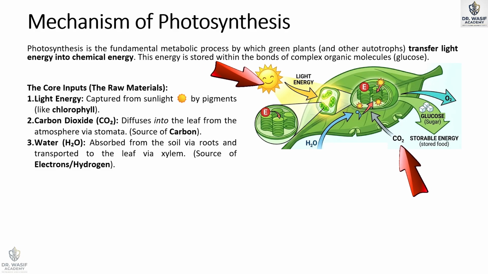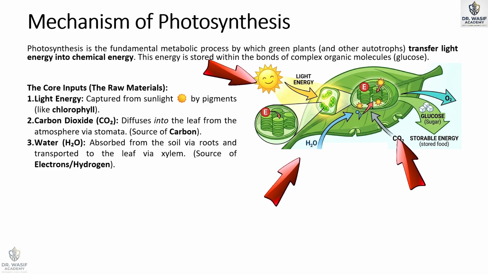Secondly, carbon dioxide. This gas diffuses into the leaf from the air through tiny pores called stomata. This is where the plant gets its carbon. And number three is water. Water is absorbed from the soil by the roots and travels up the xylem to reach the leaves.